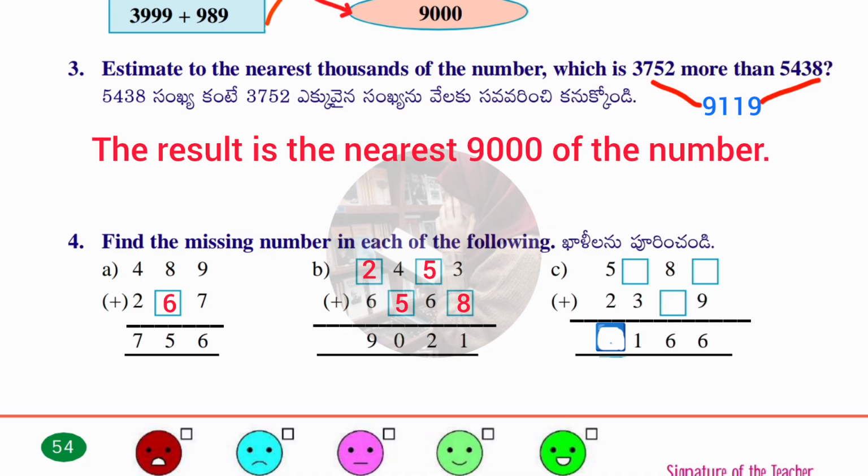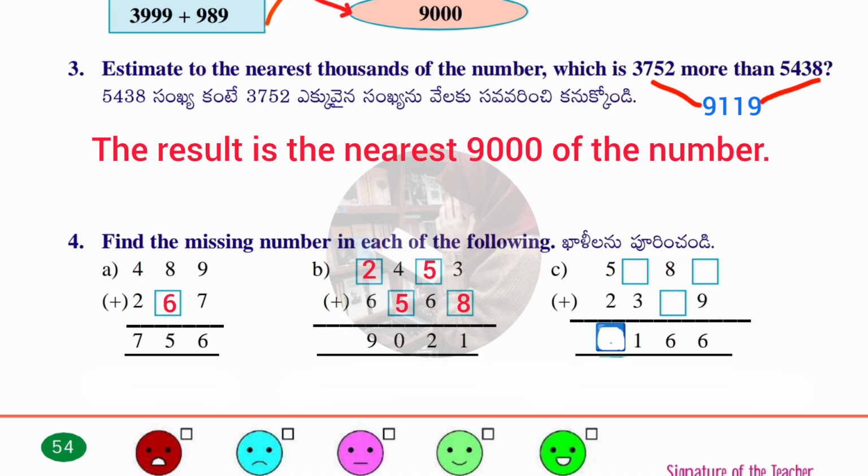How much do we have to add to get 9? 2 we have to add. That's why 2. So the number is 2453 plus 6568 will give the answer as 9021. Understood? Like that.